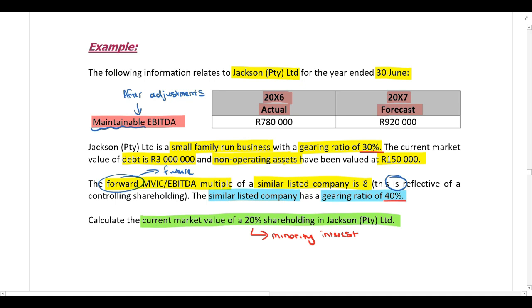If they just said earnings before interest, tax, depreciation, and amortization, I would need to make all of the adjustments so that I can come down to the maintainable figure. Then once I have the maintainable figure, I need to decide what I'm going to use in my calculation. Now please note, I said to you, your earnings must always be comparable to the multiple. And we've been given a forward or a future multiple of a similar listed company. So if we are using a forward multiple in our calculation, that means we should use forecast or future earnings in our calculation as well.